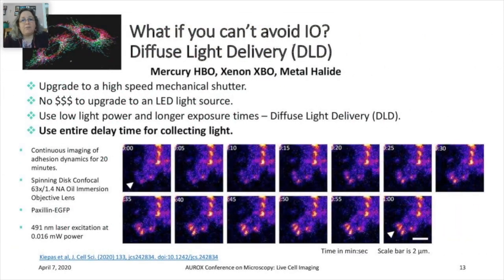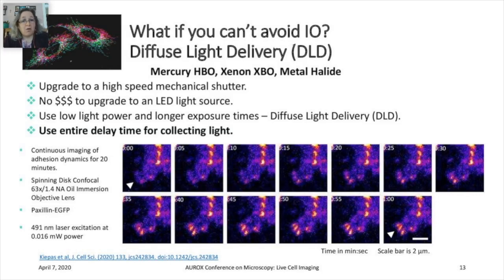So what if you can avoid the illumination overhead? Say that you have these light sources and you don't have a budget right now to buy an LED light source. You can upgrade to a higher speed mechanical shutter. So that's a possibility. There are many different versions of shutters that have different speeds.